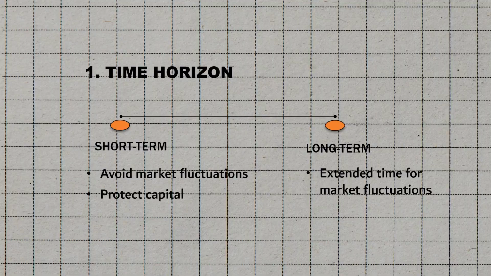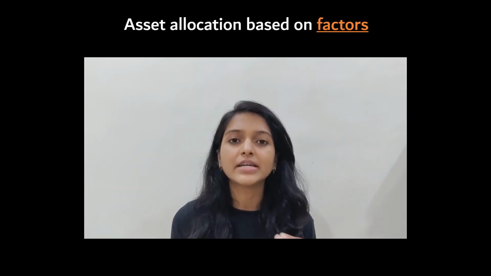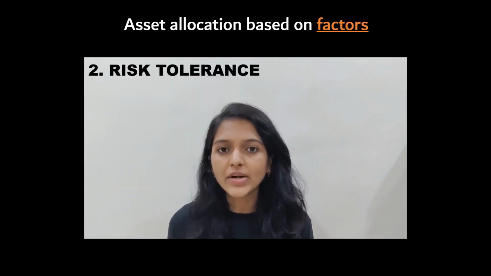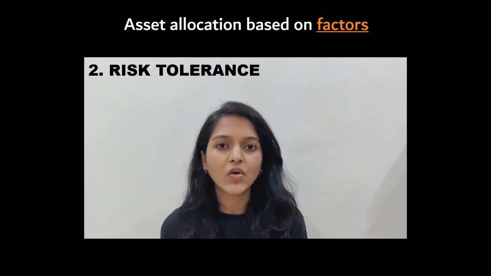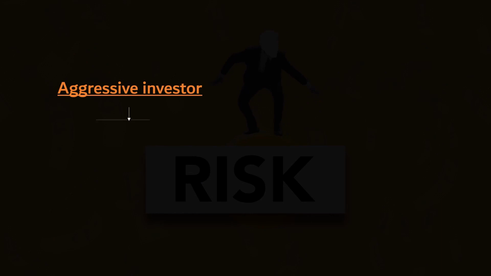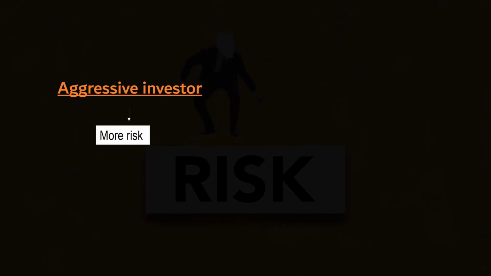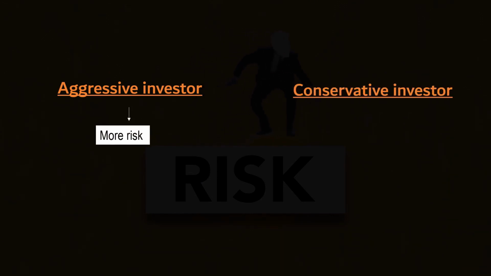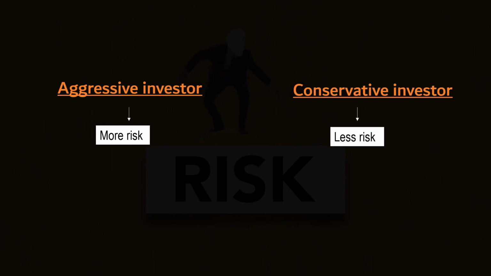market fluctuations. And the second factor, that is risk tolerance, depends on to what extent an investor is willing to take on risks. So an aggressive investor will be willing to take on more risk to seek higher returns, whereas a conservative investor will take the least risk to protect their capital. As an investor needs to divide their money into different asset classes, let's understand them individually.